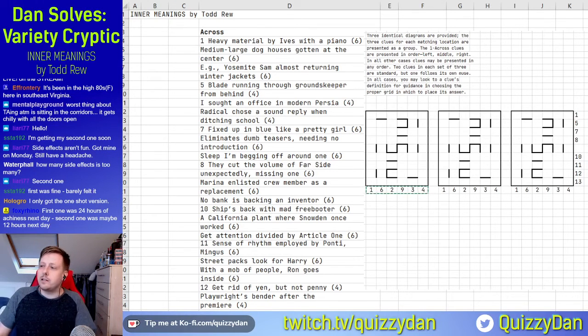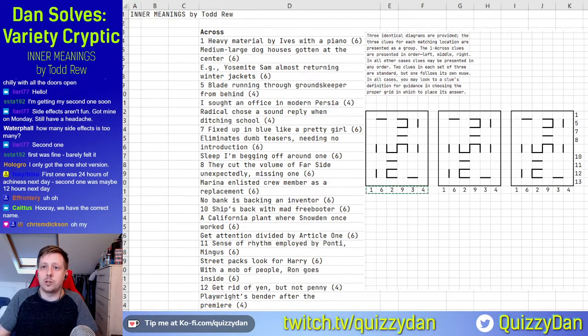3 identical diagrams are provided. The 3 clues for each matching location are presented as a group. The one across clues are presented in order left, middle, right.